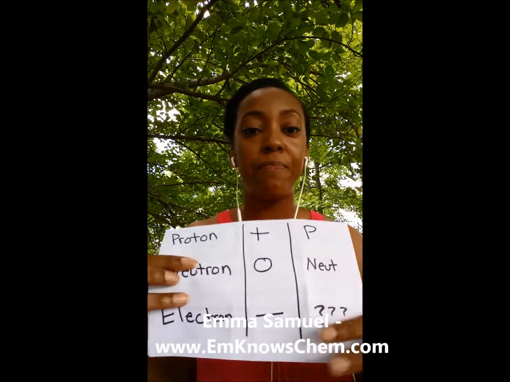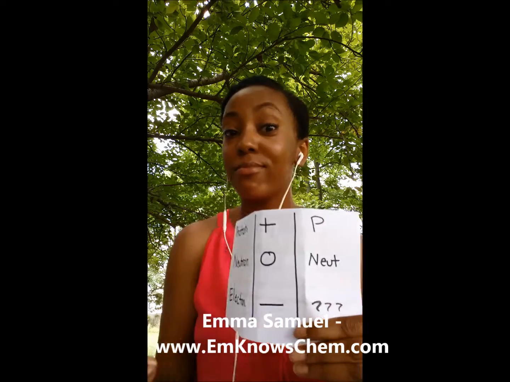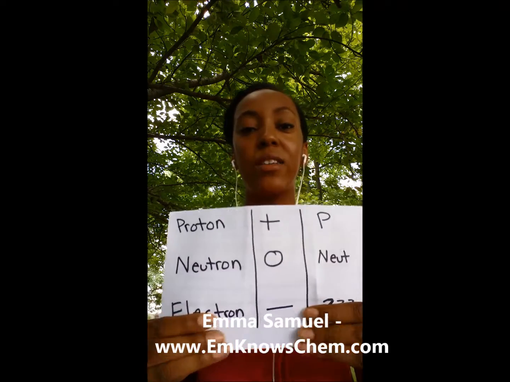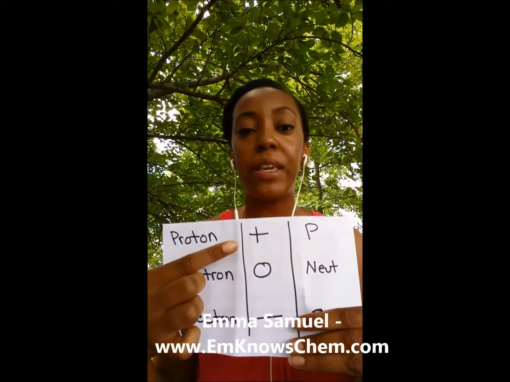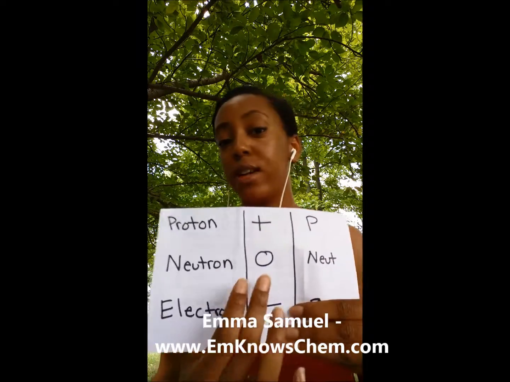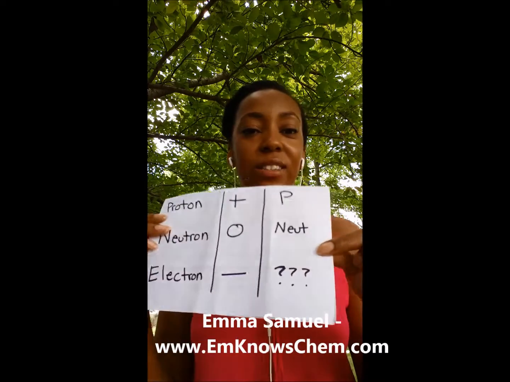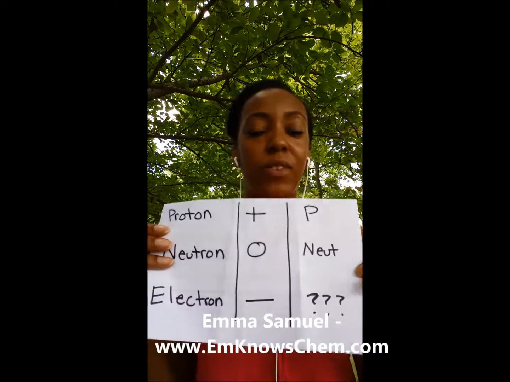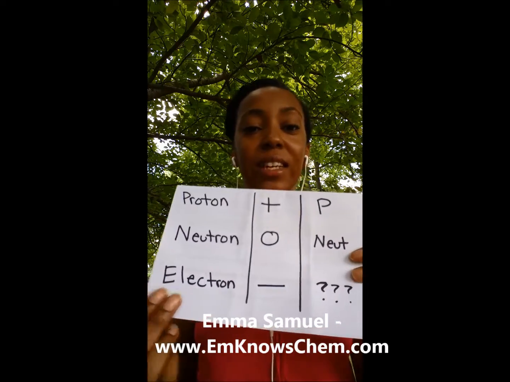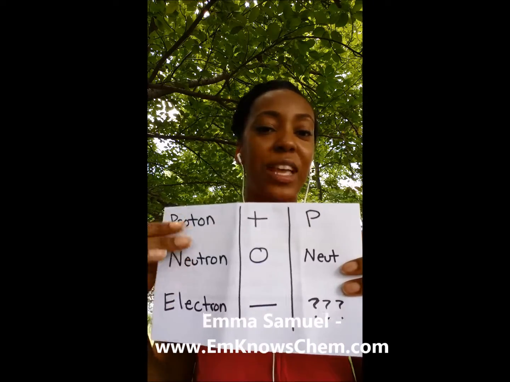The way that I remember them is that neutron and neut sound the same. So, if you kind of guess them out, proton, P, positive, versus neutron, neut, neutrally charged. The last one does not have a fancy, funny mnemonic, and that's why I have some question marks here. The last is the electron. The electron is negative. It does not follow the same kind of rule.